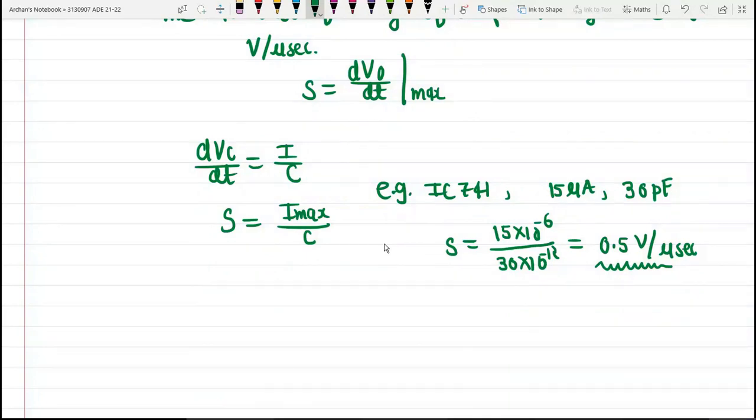Now, what is the effect of this much slew rate? See, consider we have one operational amplifier circuit with unity gain.